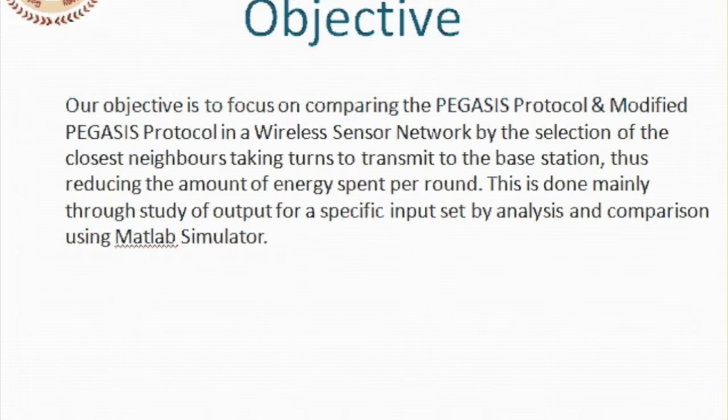In the modified version of the Pegasus protocol, we have also introduced mobility at the base station, where the base station moves throughout the network and collects information from the leader nodes of the sensor network and sends it finally to the base station.